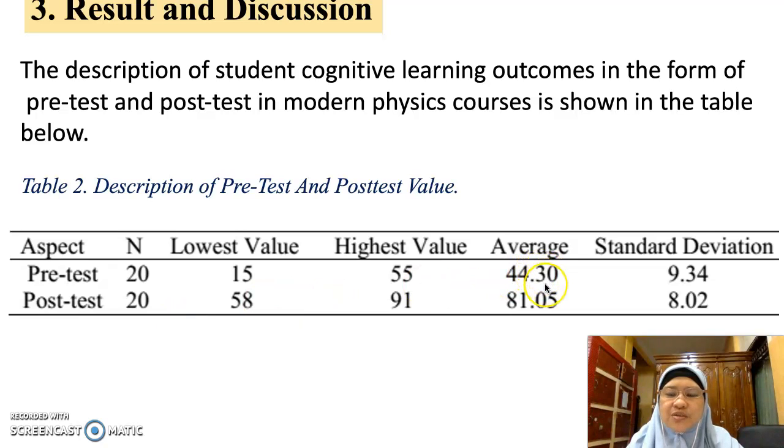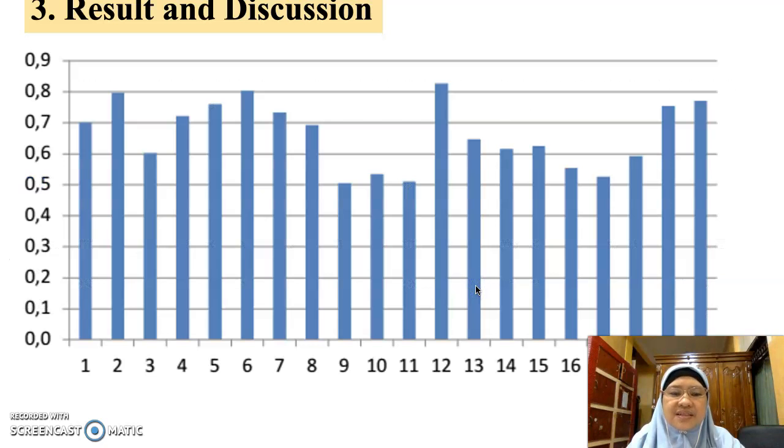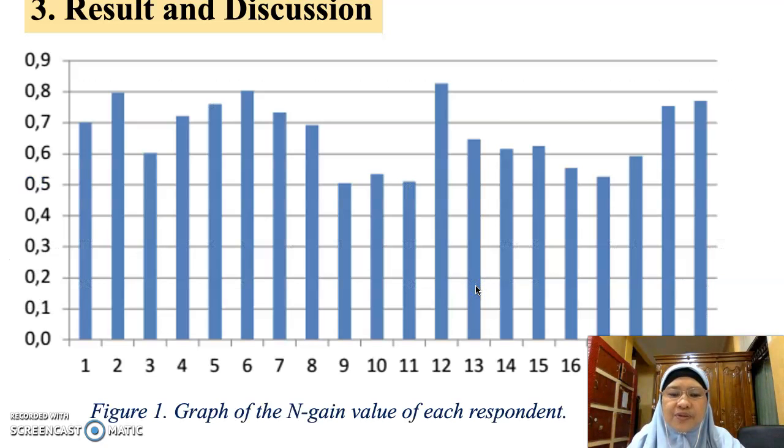The average pre-test is 44.30 and the post-test is 81.05. This is a graph for the N-gain value of each respondent.